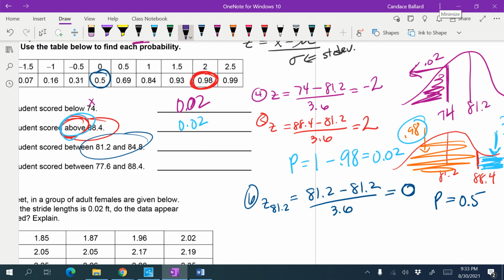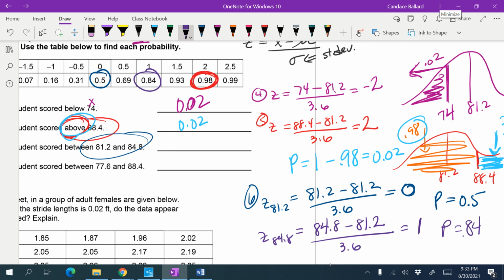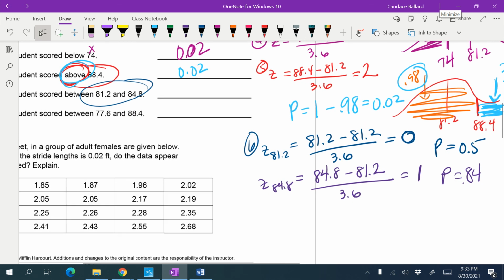I'm going to calculate the z-score for 84.8. Again, that's just notation. So I put in my x value of 84.8, subtract my mean, divide by my standard deviation. And when I put that in my calculator, I end up with a 1. So I go to my z-score table. My 1 was a 0.84. So now, to figure out what's between those, I'm just going to subtract the probabilities. So 0.84 minus 0.5, and I end up with 0.34. So 0.34.